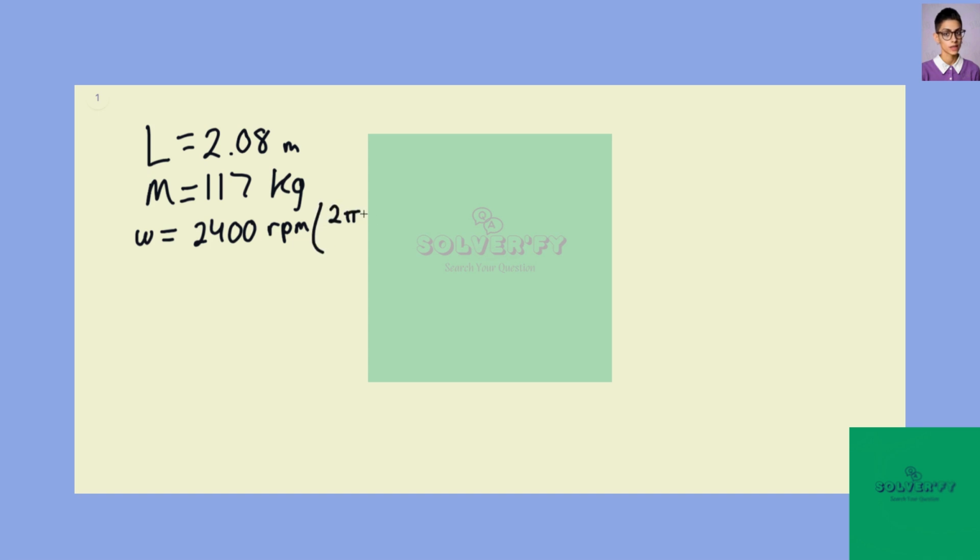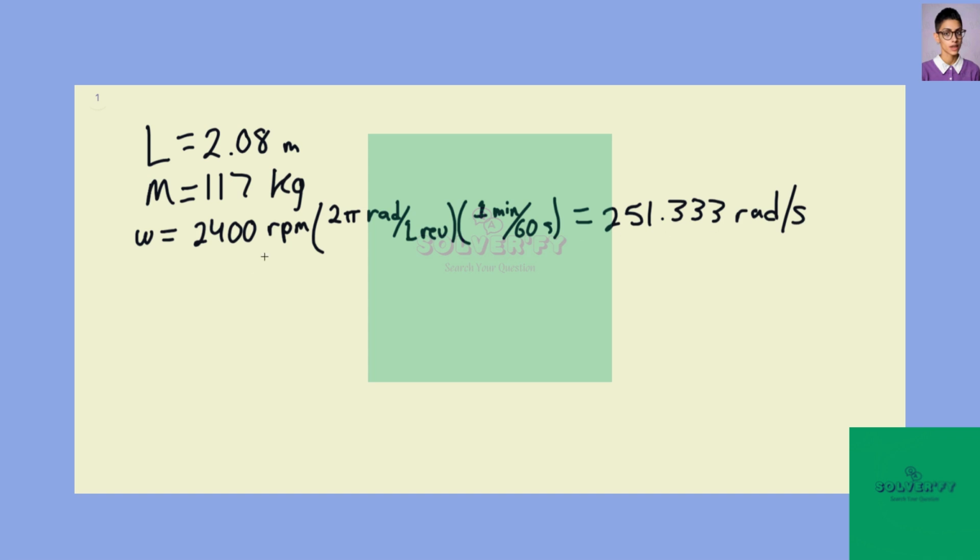And we're going to multiply this by 2 pi radians per revolution times 1 minute for every 60 seconds. And this will give us 251.333 radians per second. And at this point, we can find A.